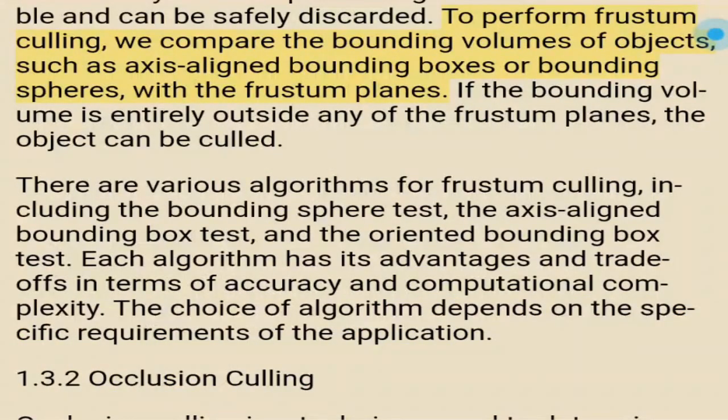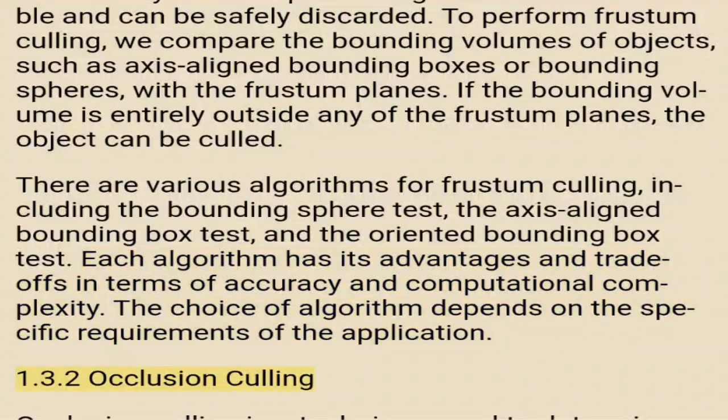To perform frustum culling, we compare the bounding volumes of objects, such as axis-aligned bounding boxes or bounding spheres, with the frustum planes. If the bounding volume is entirely outside any of the frustum planes, the object can be culled. There are various algorithms for frustum culling, including the bounding sphere test, the axis-aligned bounding box test, and the oriented bounding box test. Each algorithm has its advantages and trade-offs in terms of accuracy and computational complexity. The choice of algorithm depends on the specific requirements of the application.